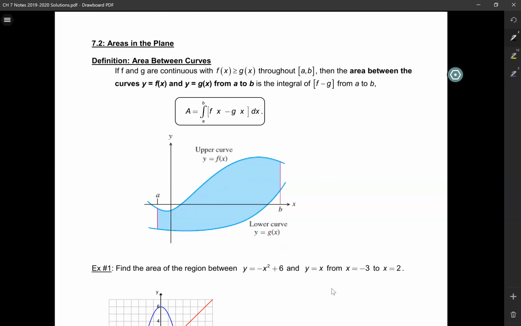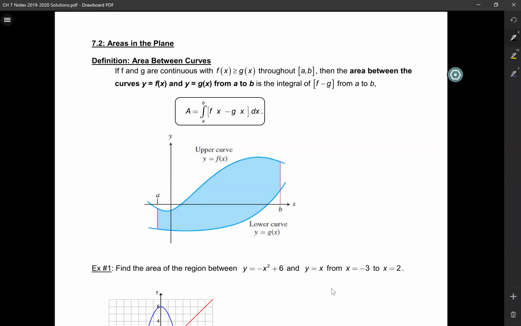Okay. So we're going to take this idea and we're going to expand it to 7.2, areas in the plane. We're going to talk about area between curves. Okay, this is it. This is like the biggest thing in calculus. This is why we do calculus.